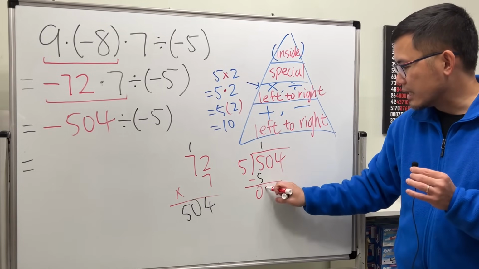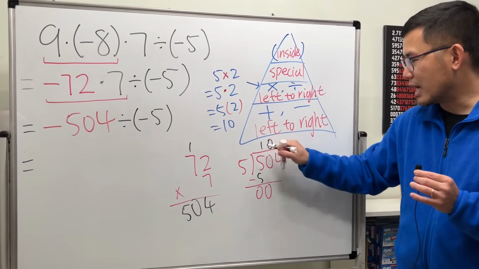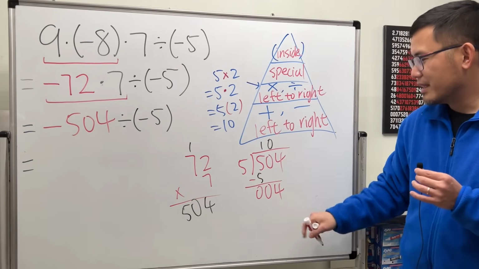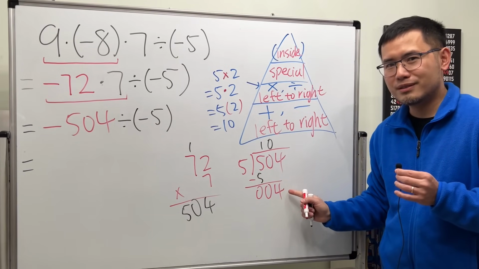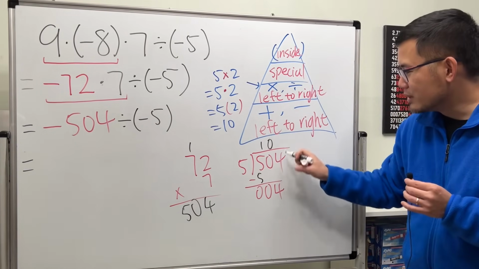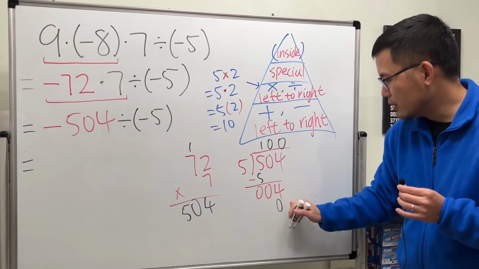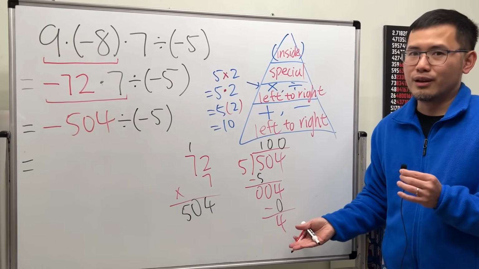Next, we bring this down 0. 5 goes into 0 times. And then we just bring down this 4, right? And what's 5 goes into 4? How many times? 0 times. 5 goes into 4 0 times. 0 times 5 is 0, and then if we subtract, so we will have a remainder.